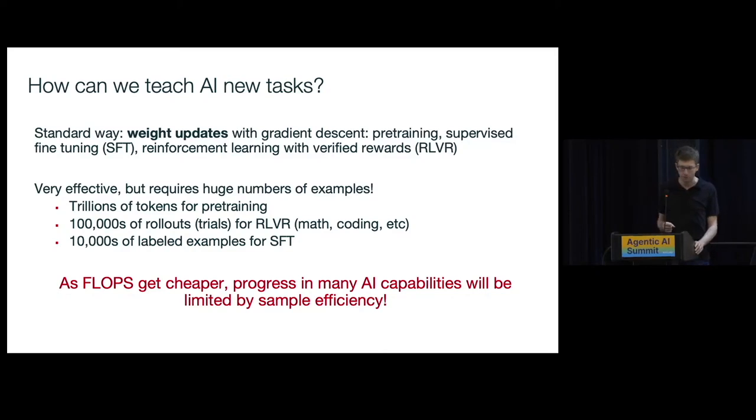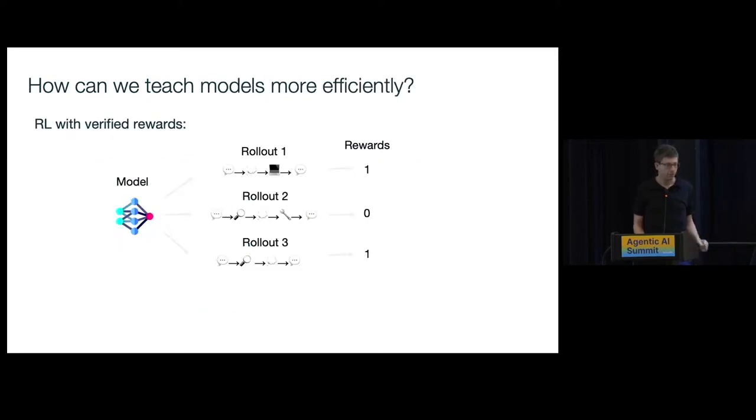So I think that for many capabilities we care about, progress in them is going to be limited by the sample efficiency of our machine learning methods. So we need to reduce the number of samples required. Okay, so how can we teach models more effectively? What is there to do? Because we've seen gradient descent work so well.